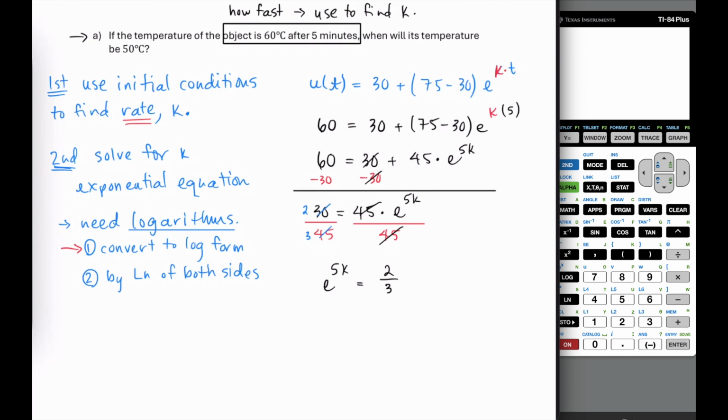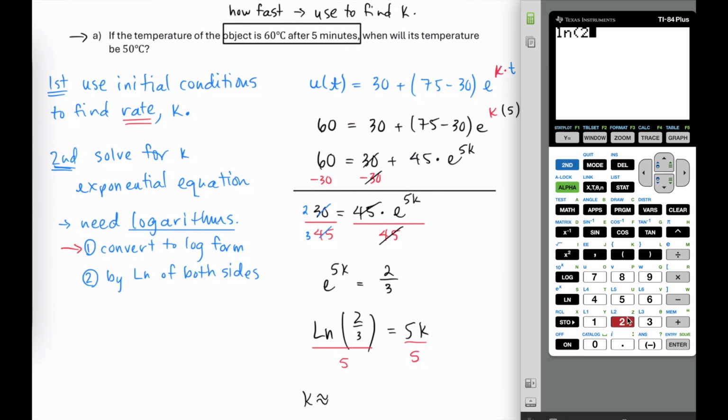So this is log base e, or ln, which is the shorthand for log base e, of 2/3 is equal to 5k. And now in order to solve for k, we need to just divide both sides by 5. So we're going to get a decimal quantity for our value of k, and then we're going to store that into our calculator. So we have ln of 2/3. Let's get that quantity and then divide it all by 5.